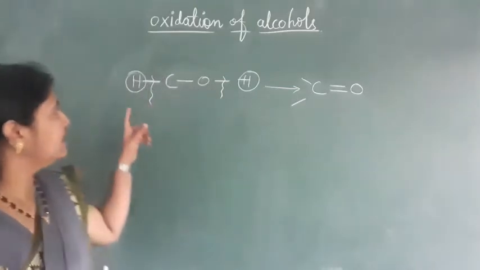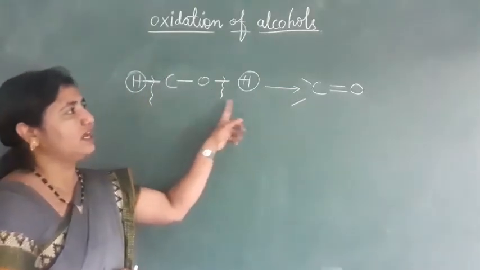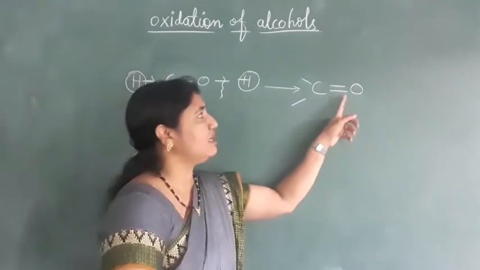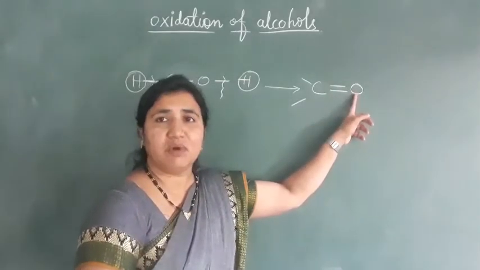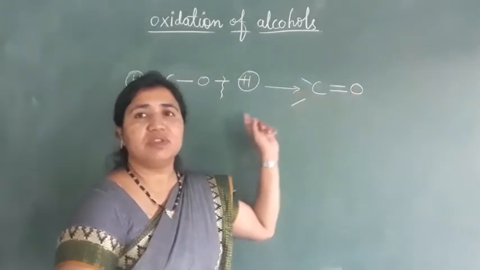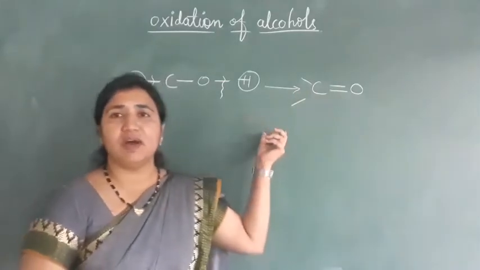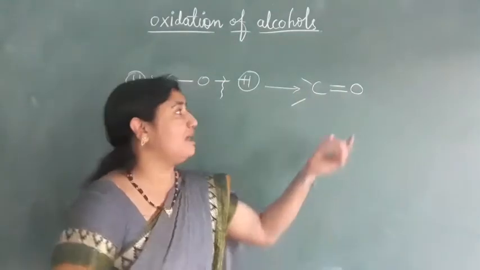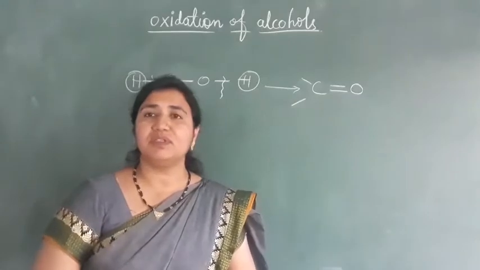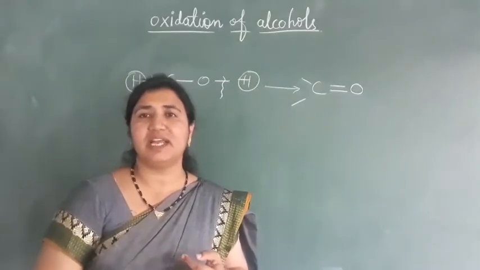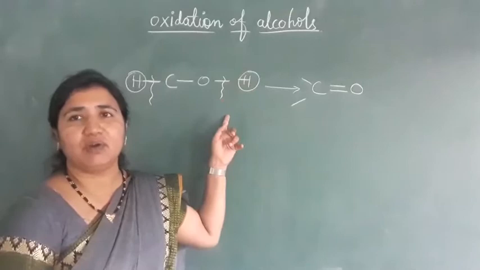In this case we have to remove these two hydrogens, then what will form here? The carbon double bond O bond will form here. So the oxidation of alcohols gives carbonyl compounds. Which compounds? Aldehydes and ketones we will get by the oxidation of alcohols.